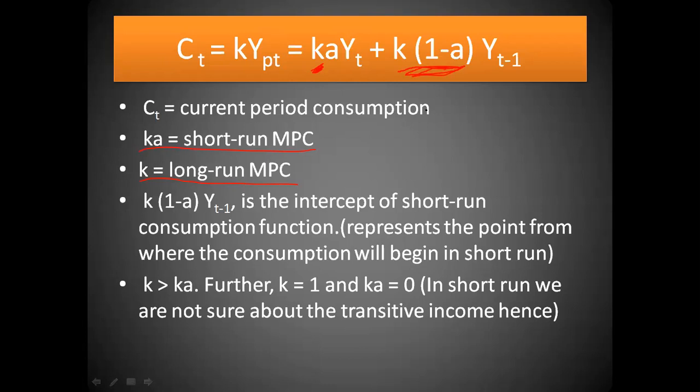And this portion, this K multiplied by 1 minus A, represents the intercept of short run consumption function. Now what does this intercept mean? That अगर आपका शॉर्ट रन में कंजम्पशन जहां से भी स्टार्ट होगी, we all know that consumption never starts from zero because you know there is some autonomous consumption, तो इसलिए जीरो से कभी भी स्टार्ट नहीं होगी। कुछ ऐसी ज़रूरतें होती हैं जो हमें कंज्यूम करनी पड़ती हैं, अगर हमारी इनकम नहीं भी है, जीरो इनकम भी है, even then we will continue to consume something. So that is why the consumption function always starts above the origin.